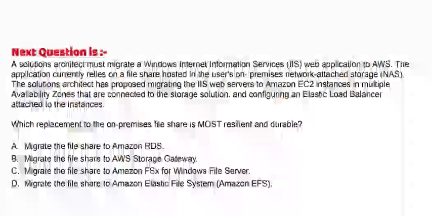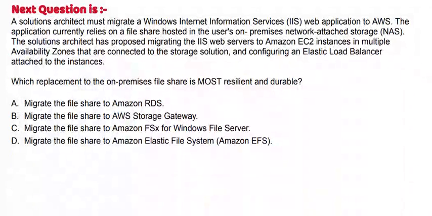Next question is, a solutions architect must migrate a Windows Internet Information Services web application to AWS. The application currently relies on a file share hosted in the user's on-premises network attached storage. The solutions architect has proposed migrating the IIS web servers to Amazon EC2 instances in multiple availability zones that are connected to the storage solution and configuring an elastic load balancer attached to the instances. Which replacement to the on-premises file share is most resilient and durable?